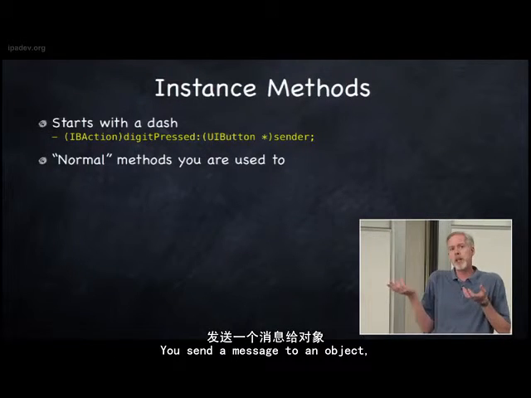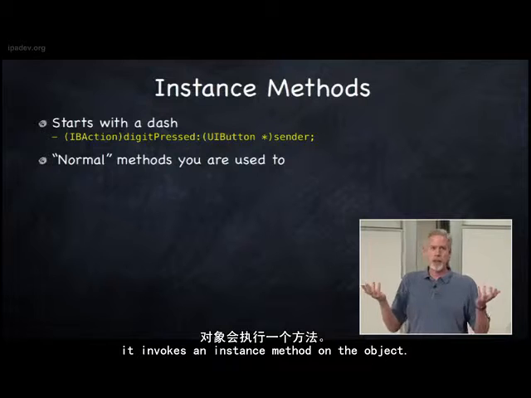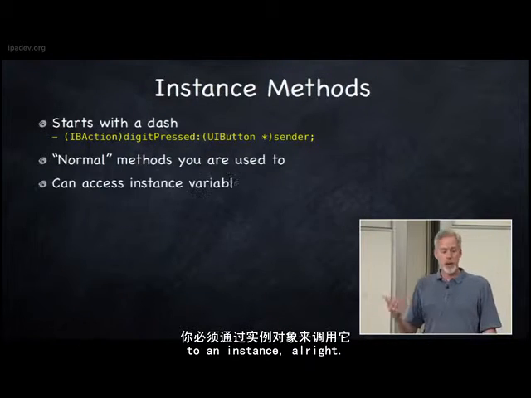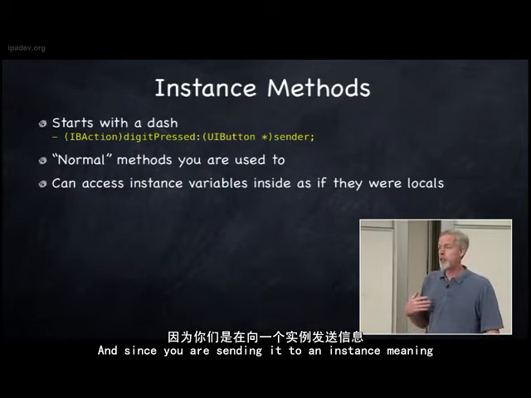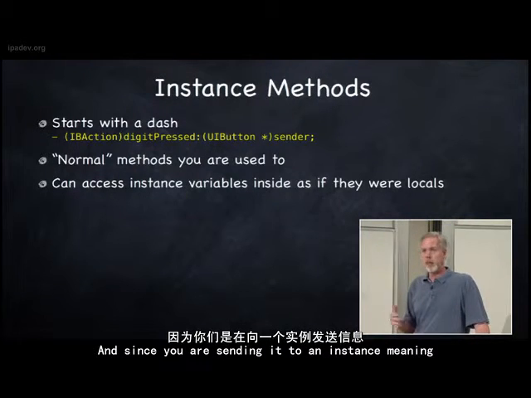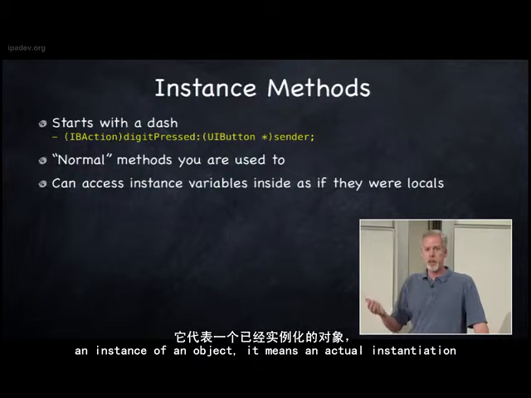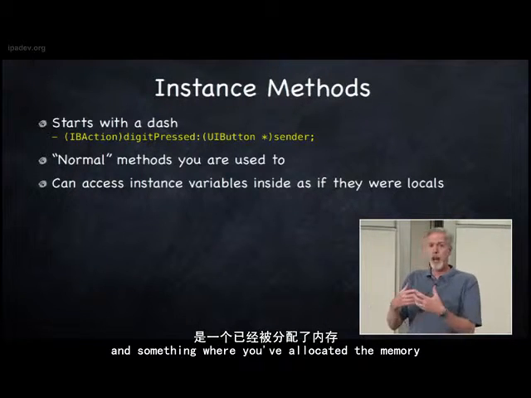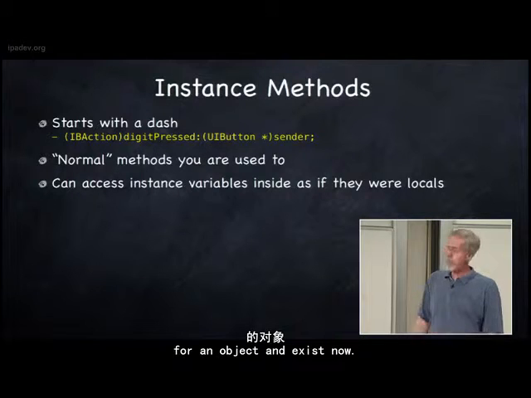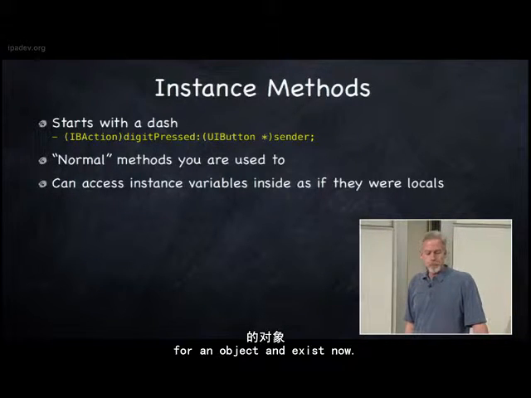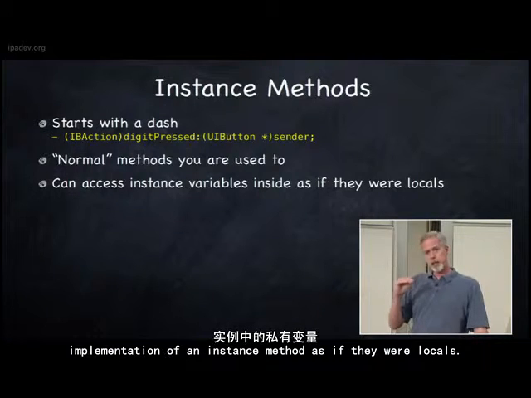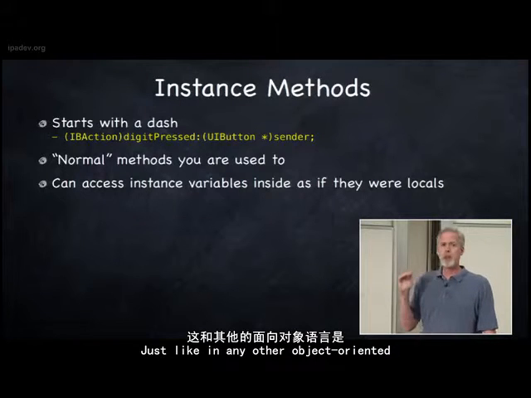You send a message to an object, it invokes an instance method on the object. It's called an instance method because you have to send it to an instance. All right? And since you are sending it to an instance, meaning, and hopefully you all know what that means, an instance of an object means an actual instantiation, something where you've allocated the memory for an object and it exists now. You can access the instance variables inside your implementation of an instance method as if they were locals, just like in any other object-oriented programming language.